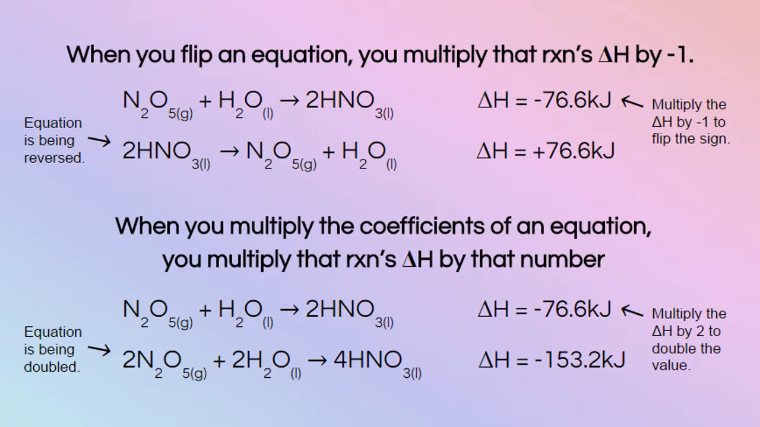For instance, when you flip an equation, you also must multiply that reaction's delta H by -1 to flip the sign. When you multiply the coefficients of an equation, you multiply that reaction's delta H by that same number.